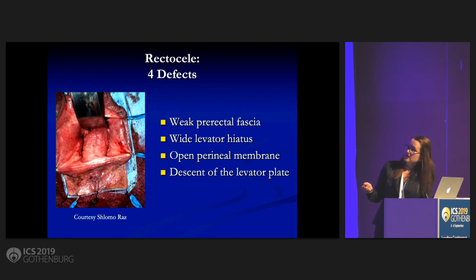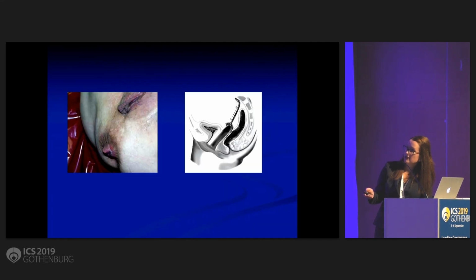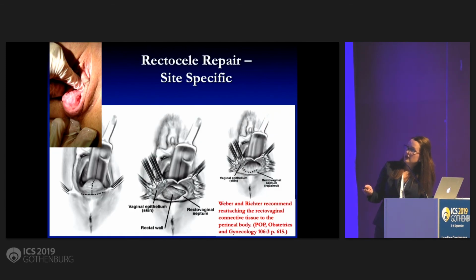Now, rectocele, there are 4 defects: a weak prerectal fascia, which is really just the circular muscular layers of the vagina; a widened levator hiatus, which can be reconstructed; an open perineal membrane, which can be addressed with perineorrhaphy; and then descent of the levator plate, which one can see best in this image. Descent of the levator plate really requires a vault suspension for support. Here we have also a site-specific defect, which can be repaired with sutures.